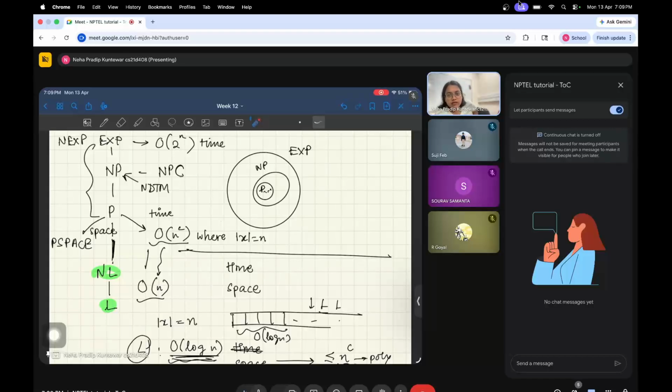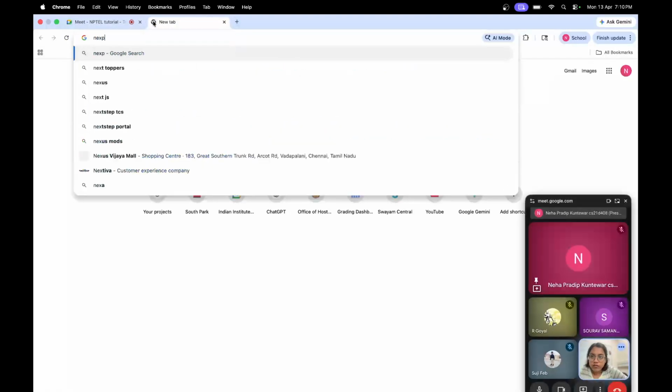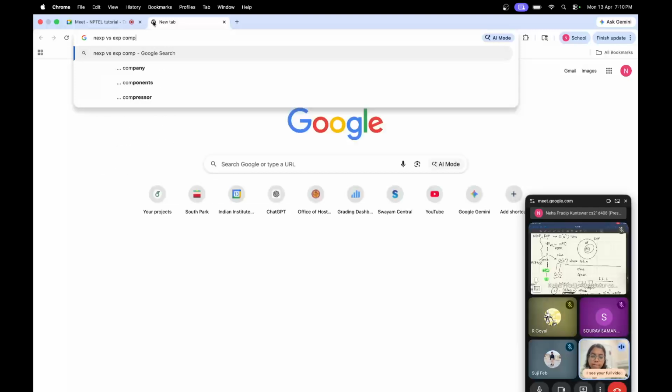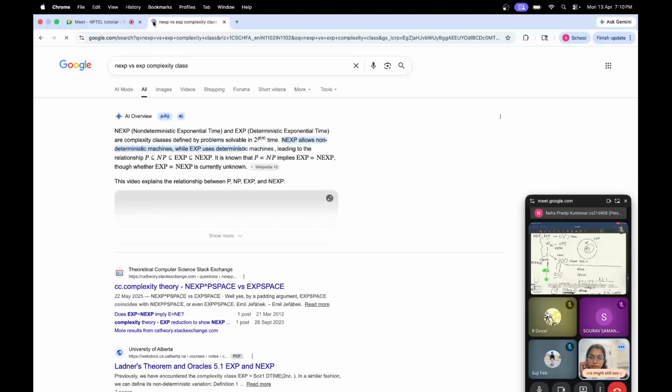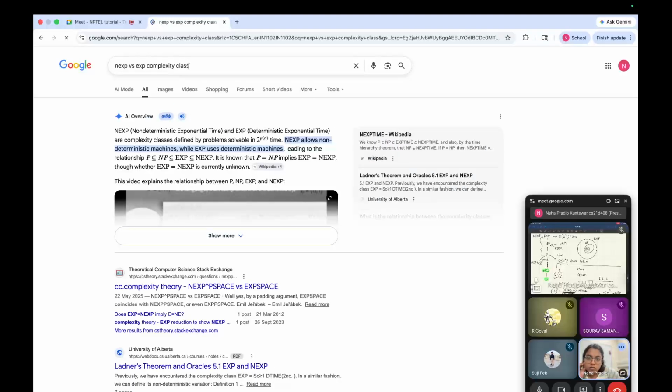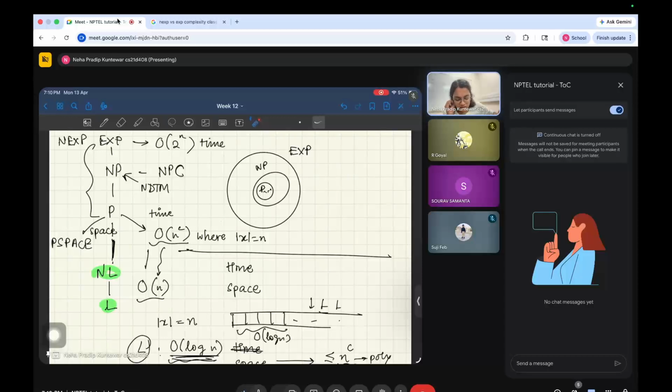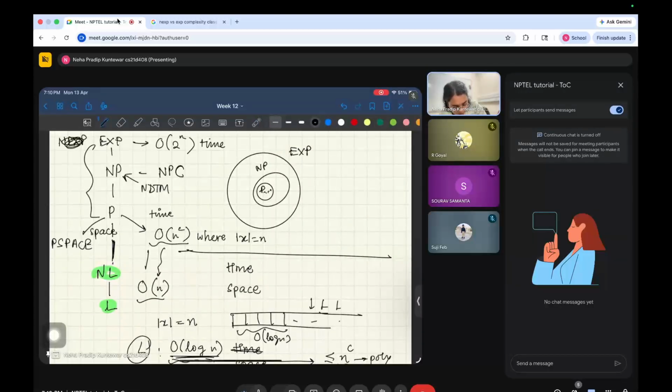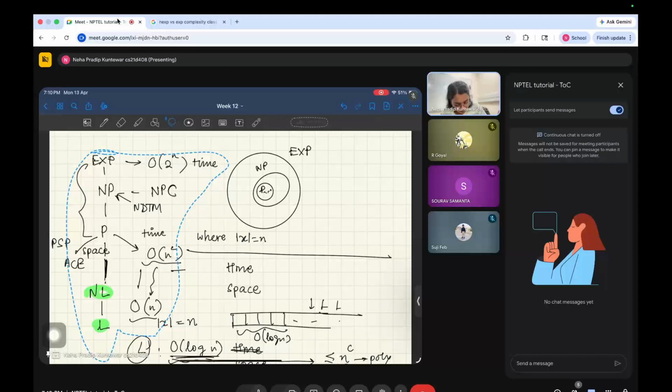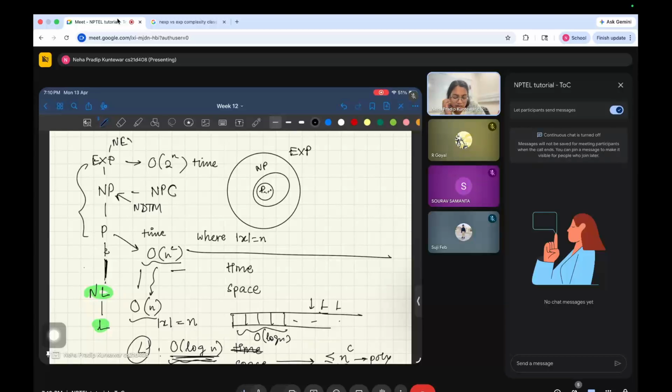Let me just quickly check this. Yeah, we currently don't know whether they are equal. The only thing you can say is that EXP is contained in NEXP. We don't know whether they are equal. By definition, EXP is contained in NEXP, but the equality is not known.